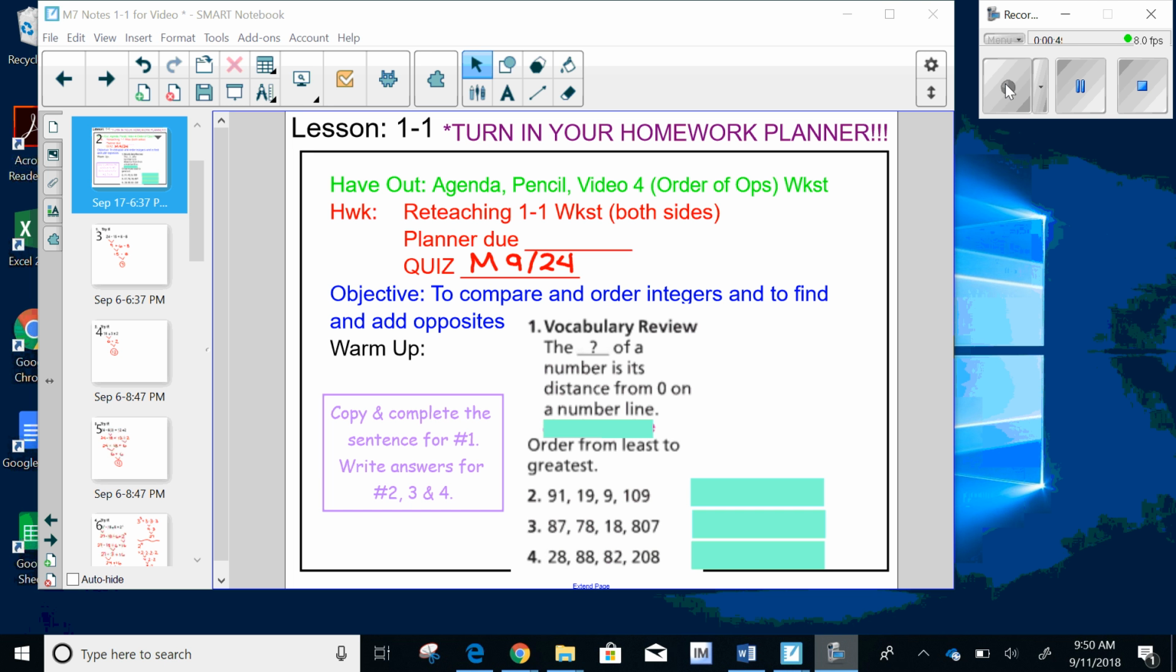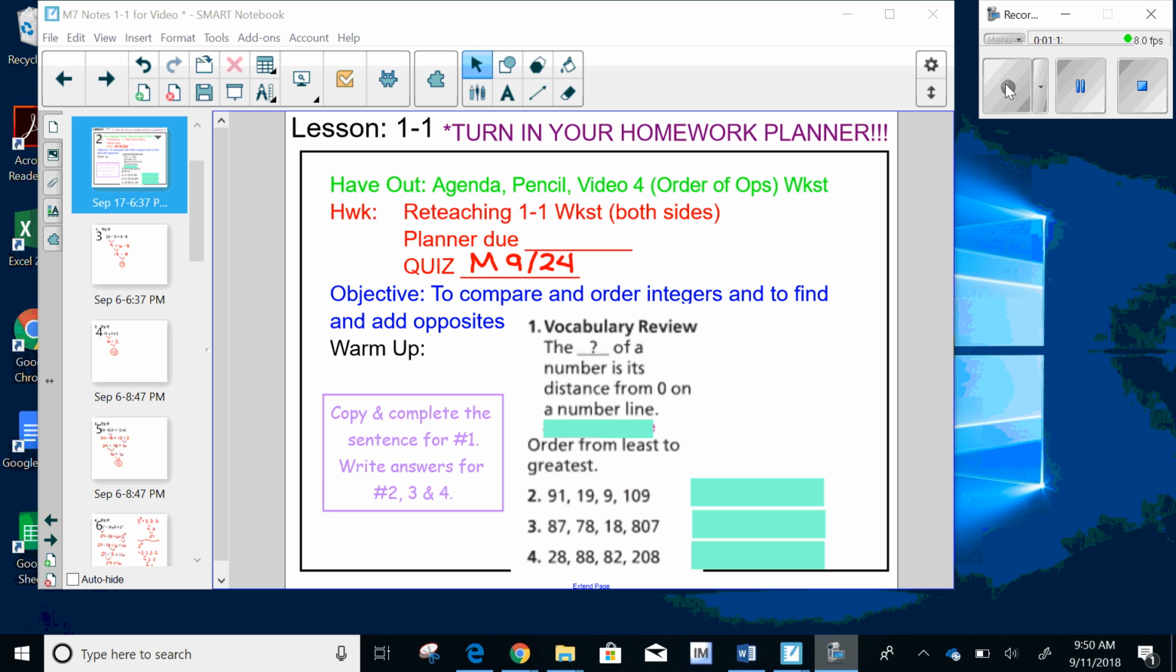Then in your agenda book, you're going to write down that you have the Reteaching 1-1 worksheet. It does have 2 sides, so make sure you do both sides. Your planner due date, you're going to need to look on the assignment board to your left. Make sure you're looking at the correct block for the due date. And then your quiz will be Monday, September 24th. So it's almost 2 weeks away.